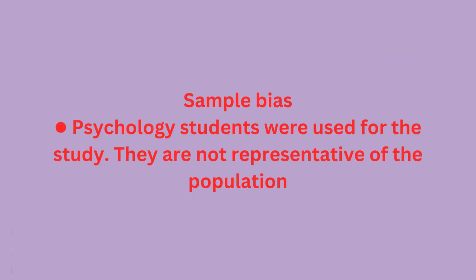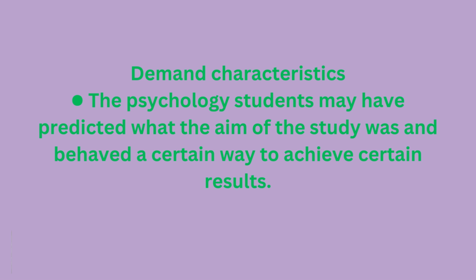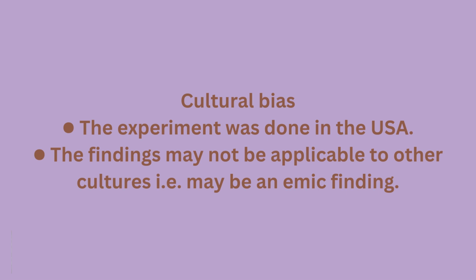But there was a problem of sample bias because all psychology students were used for the study. They are not representative of the population. The second problem was demand characteristics. The psychology students may have predicted the aim of the study and they behaved a certain way to achieve certain results. The third problem, or weakness we can say, is cultural bias. The experiment was done only in the USA. The findings may not be applicable to other cultures. That is maybe an emic finding.